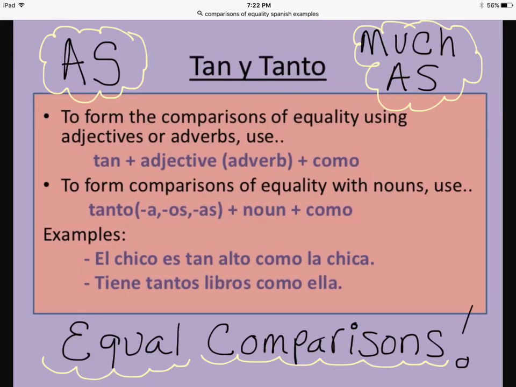Buenas noches, estudiantes. Well, we're just going to review equal comparisons on this video. Remember, when we're doing that, it's kind of like as much as or as many as.